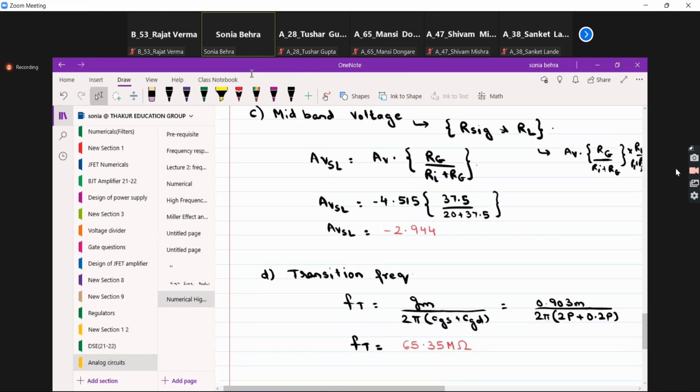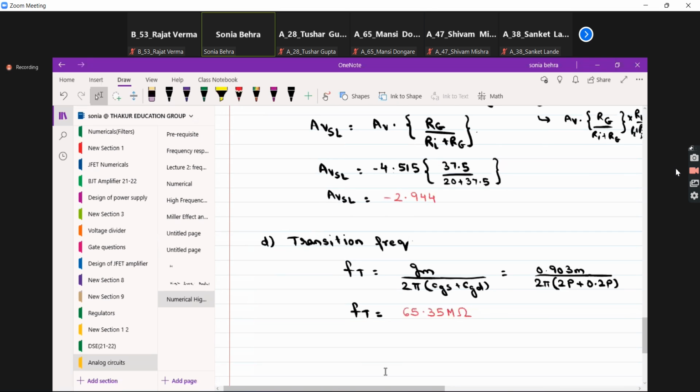So today I will be uploading this sheet which has your numericals and your modules mostly for your chapter 1, because we have finished your chapter 1.